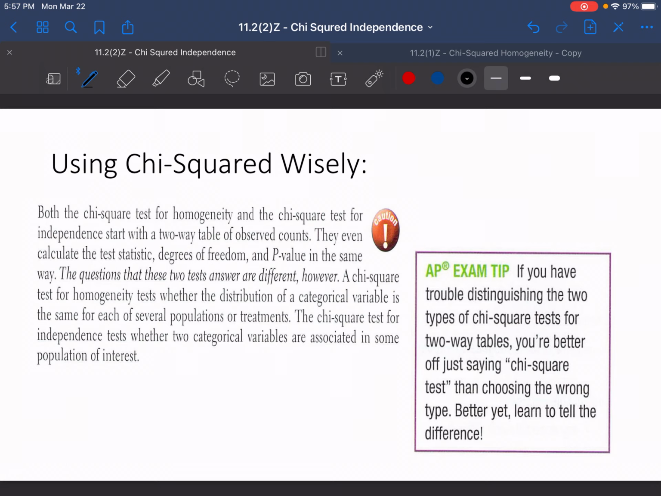And then finally, just using chi-squared wisely, both the chi-squared test for homogeneity and the chi-squared test for independence start with a two-way table of observed counts. They even calculate the test statistic, degrees of freedom, and p-value in the same way. So, very much the same kind of problem that you're going to be solving in this case. However, the questions that these two tests answer are different. A chi-squared test for homogeneity tests whether the distribution of a categorical variable is the same for several populations or treatments, whereas the chi-squared test for independence tests whether two categorical variables are associated in some population of interest.